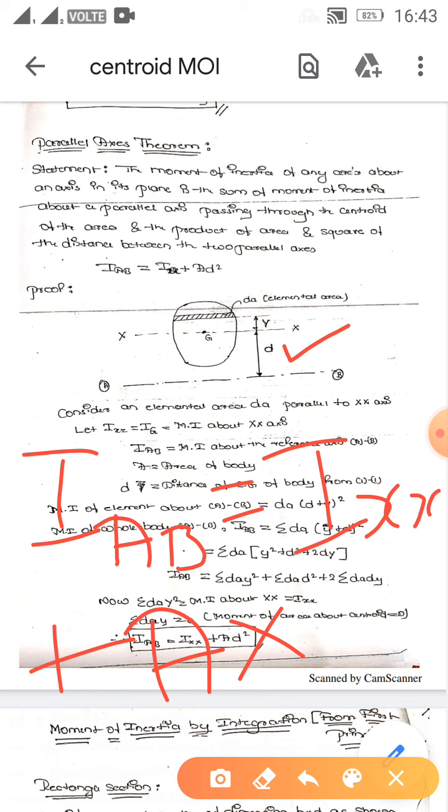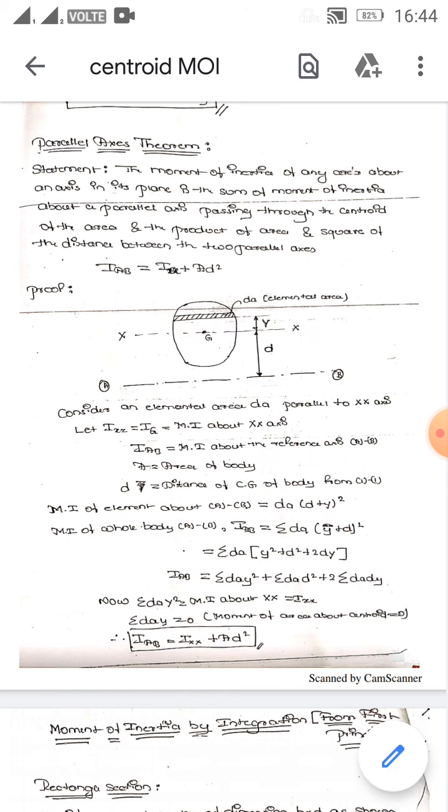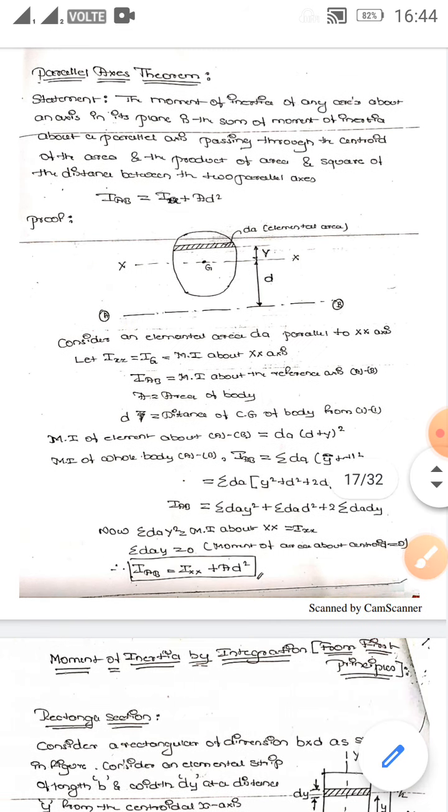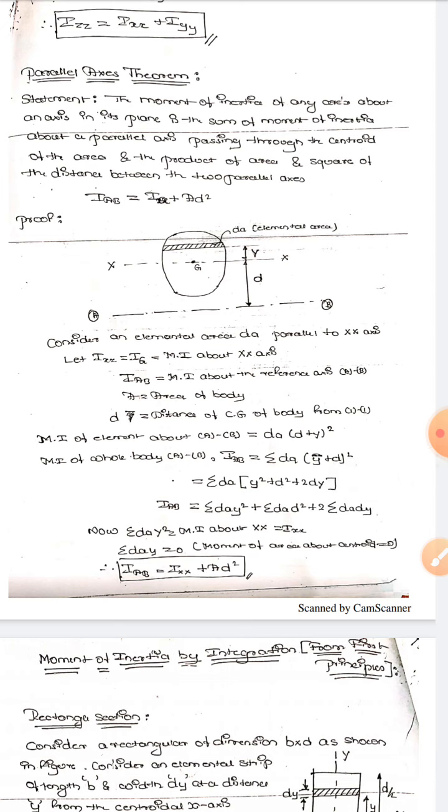The distance between two axes is nothing but the distance between the axis at which we are calculating, AB, and the axis which is passing from the centroid and parallel to AB. The distance between them is D, so that is D square. So this is the statement for the parallel axis theorem. We are going to prove this one. I have explained to you the statement, so we go to the next part.